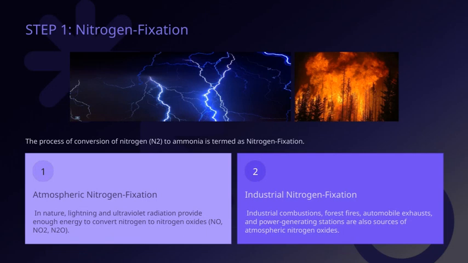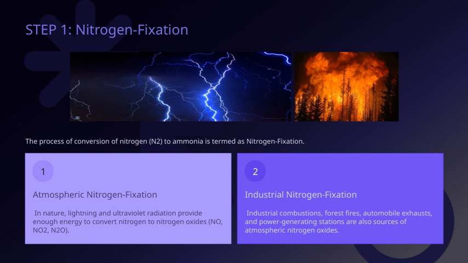Let's talk about some of the sources of nitrogen oxides in the atmosphere. These include industrial combustions, forest fires, automobile exhausts, and power-generating stations. All of these activities release nitrogen oxides into the air, which can contribute to air pollution and environmental issues.